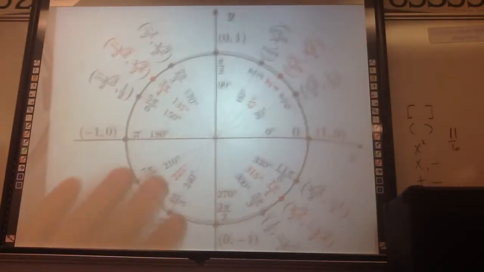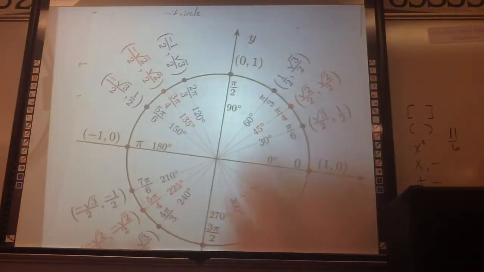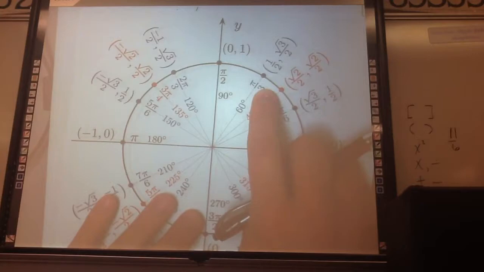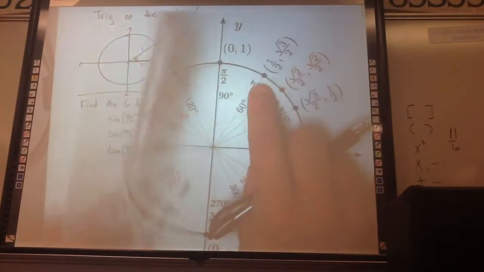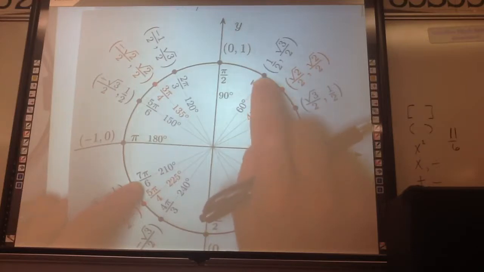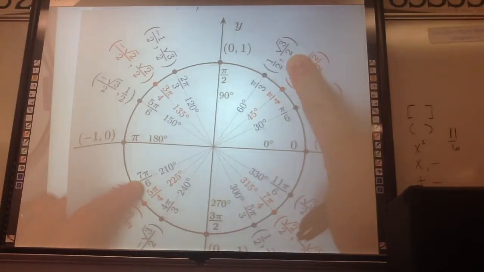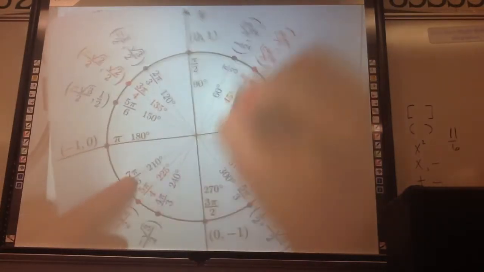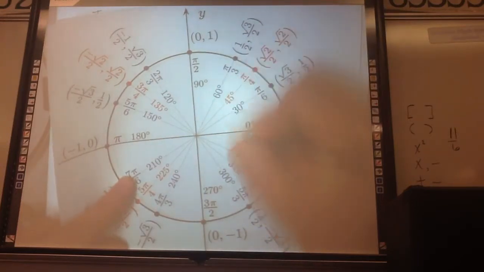Go to your unit circle. Eventually you'll memorize it. Here's pi over 3, so it's like a 60-degree angle. The sine of pi over 3 is just the y coordinate. It's root 3 over 2. Imagine a triangle right there. This side length right here is the square root of 3 over 2.